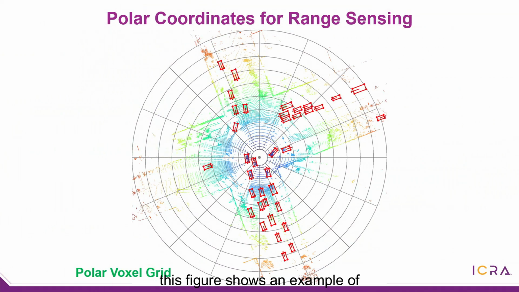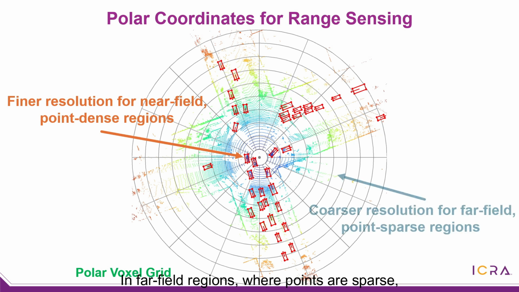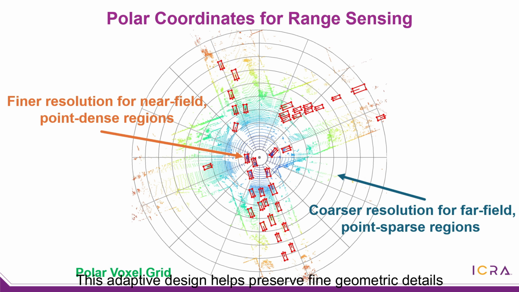This figure shows an example of LiDAR voxelization using a polar-based voxel grid. As we can see in the figure, polar voxel grids naturally match the density of the points. In near-field regions, where points are dense, the grid uses smaller cells to provide higher resolution. In far-field regions, where points are sparse, the grid becomes larger. This adaptive design helps preserve fine geometric details near the sensor, while reducing computation in distant regions.